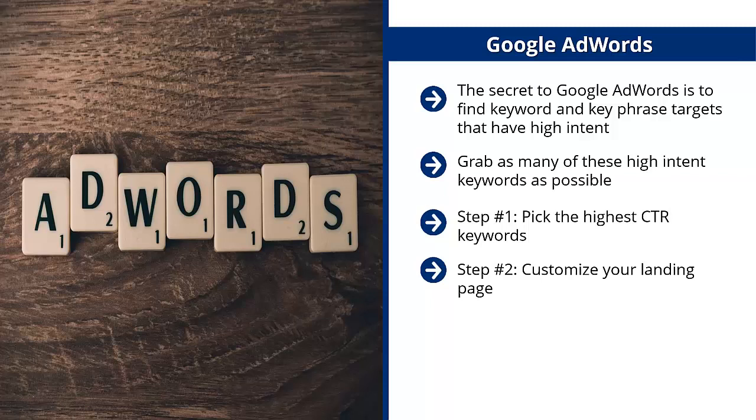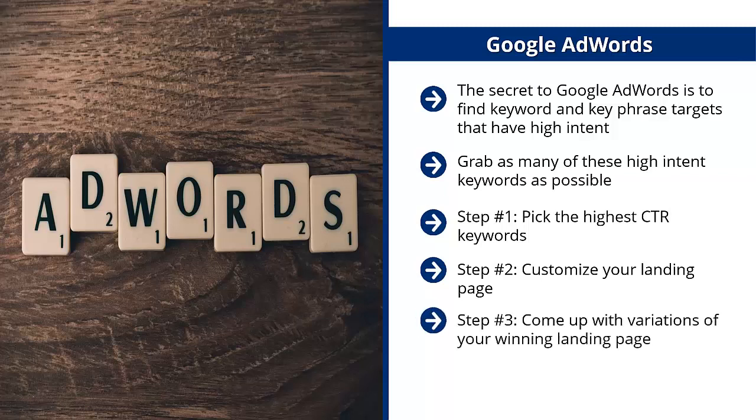Create completely different landing pages and use them for all the keywords that are working. Let the test run for a week or 2. Step number 3, come up with variations of your winning landing page. Come up with variations of your winning landing page on an element-by-element basis.